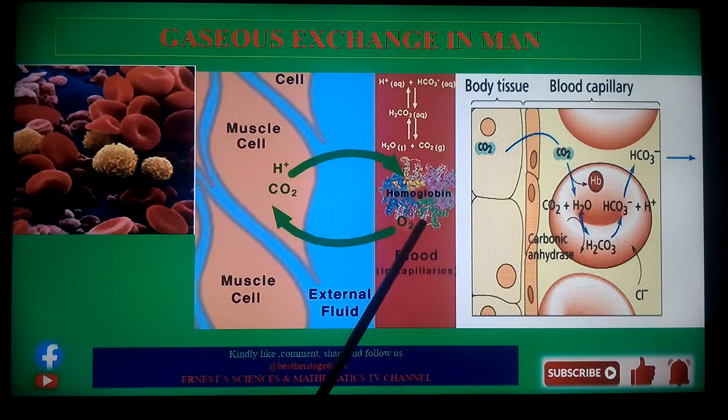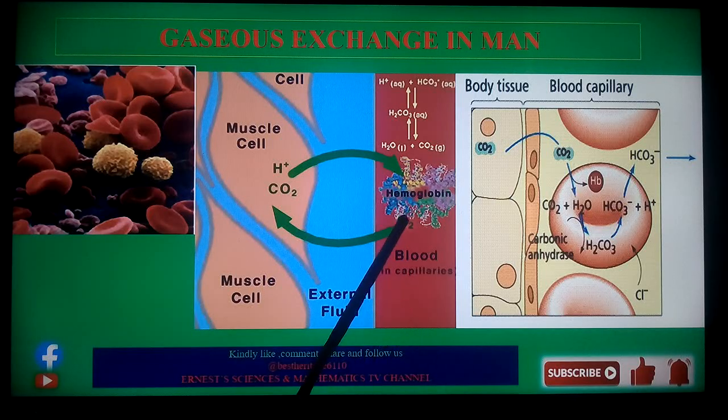Now, the binding of oxygen and hemoglobin is going to form an unstable molecule that we're going to refer to as oxyhemoglobin, and this is going to readily release oxygen in regions where the partial pressure for the concentration of oxygen is low, as we had discussed in our previous video.